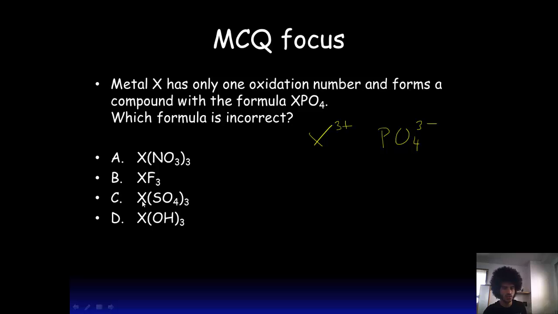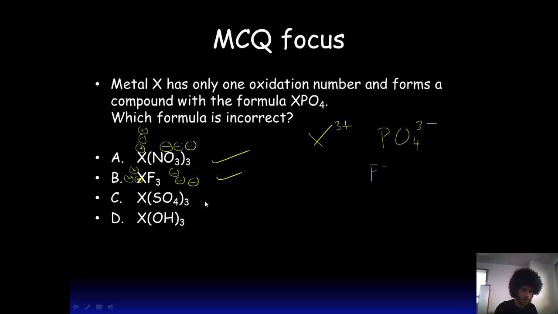Now let's have a look over here and see if this all works out. Now NO3, from previous learning, each one is just 1 minus. But I've got 3 of them, so it's 3 minus. I've only got one lot of X, which we've established over here is 3 plus. So that has to be 3 plus. So it works, that's good. Let's have a look at XF3. Fluorine always has a charge of just -1 because it's in group 7. I've got 3 of them, so that's 3 lots of negative. That's a good thing because in order to counteract it, X has to be 3 positive. So that one also works.